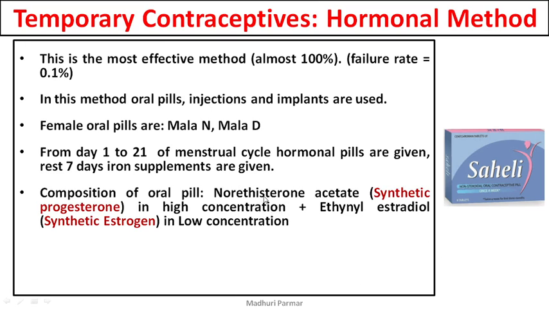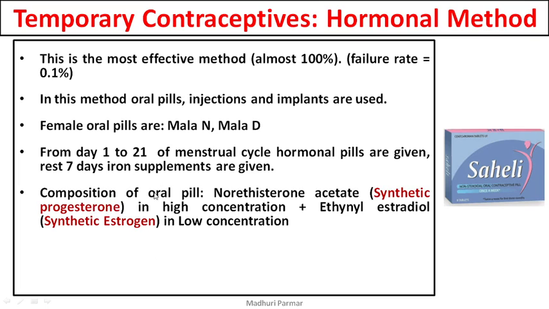So this norethisterone is actually a synthetic progesterone. That is, you can synthesize it in a factory, or in a lab. This norethisterone, or synthetic progesterone, is higher in concentration in these oral pills. And then you also have, in very low concentration, ethinyl estradiol. Now from estradiol you may be able to understand that it is synthetic estrogen. So basically in the oral pill or the hormonal method, you are given progesterone in higher concentration and estrogen in lower concentration. Synthetic ones, of course.